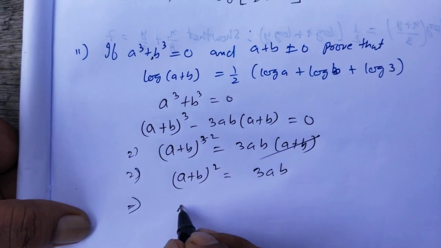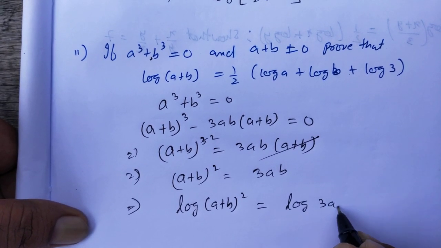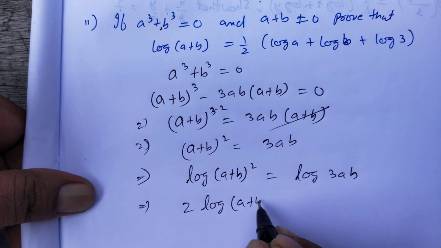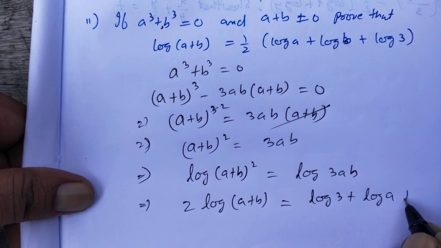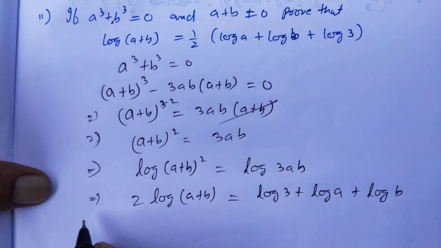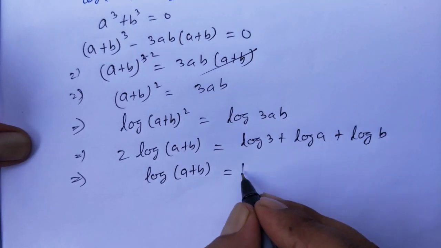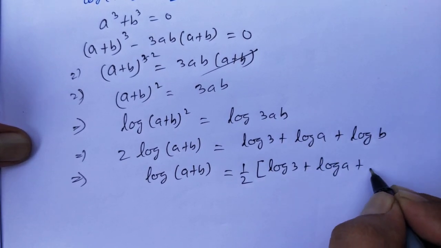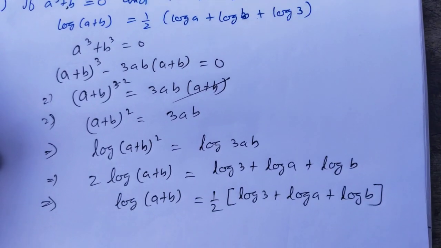Now take log both sides. So this 2 will come down. Now this I can write as log 3 plus log a plus log b. Product means I can represent it as the sum of logs. Log of a plus b equal to, this 2 will come down on the other side, that means 1 by 2, times log 3 plus log a plus log b. So you got the same answer here. Pause the video to write the proof.